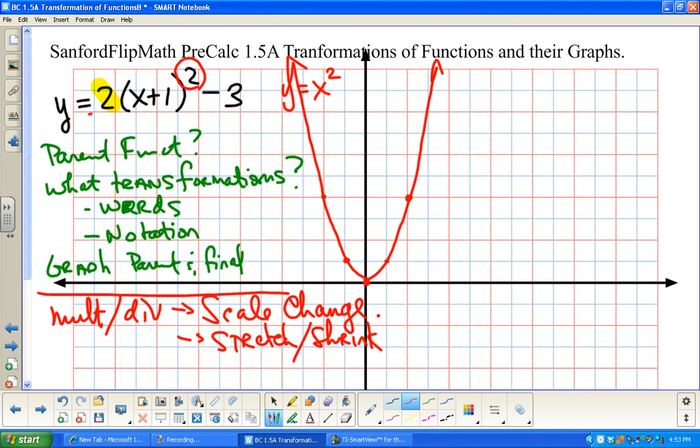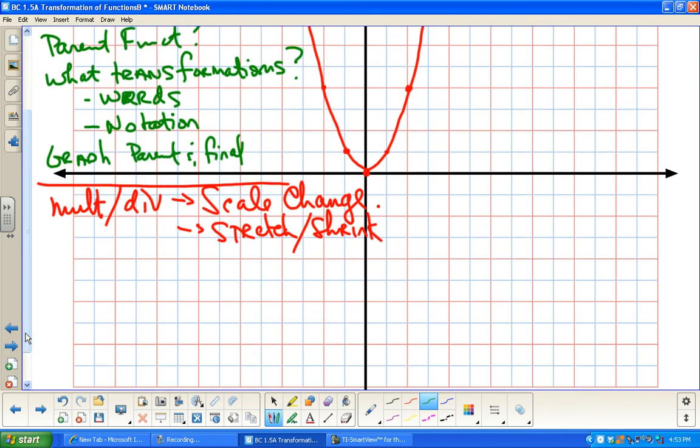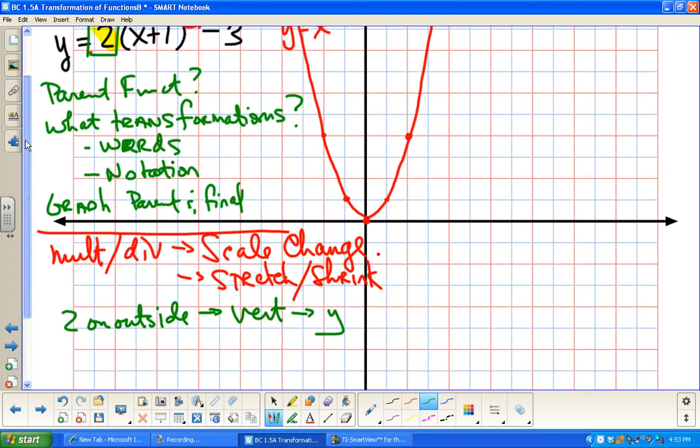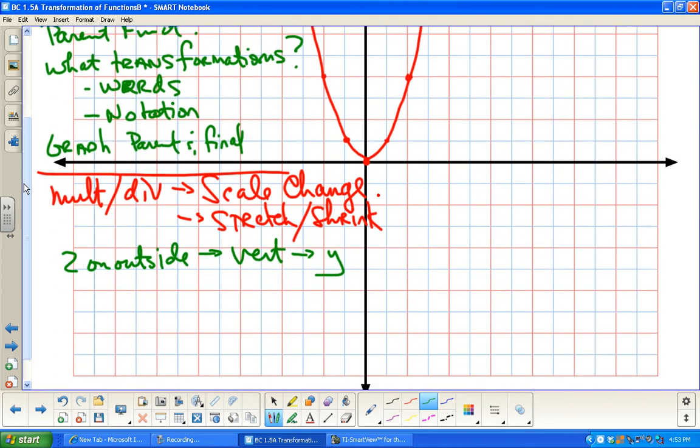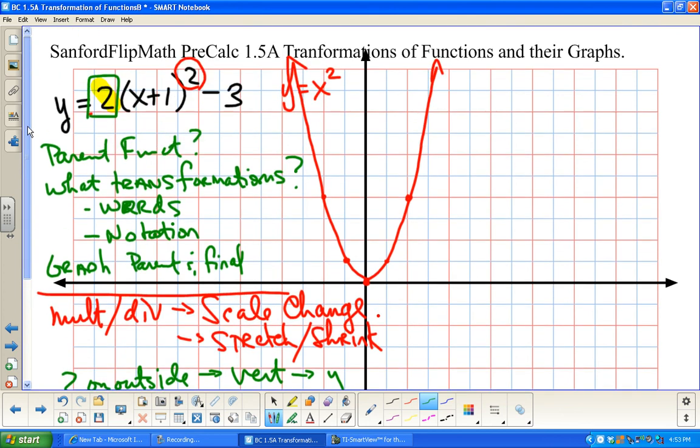Okay, so when I do this, this 2 is on the outside. So that means it's going to be vertical, in other words, about y. It's going to have to do with the y values. Okay. Since it's multiplication, also because it's on the outside, do what it says. It's not the inverse. Do what it says. Okay. So this says times 2.